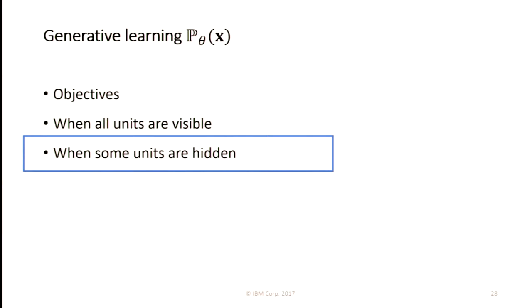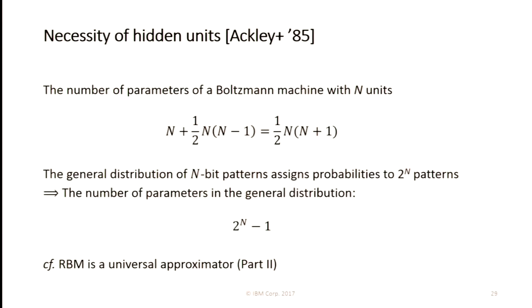Right. So let's go to a more general case when some of the units are hidden. I first want to start with why we need hidden units at all. It becomes quite obvious if you count the number of parameters in the Boltzmann machine with n units, which is to represent the distribution of n-bit binary values. We have only this many parameters. But the general distribution that represents n-bit patterns needs to assign probabilities to all of these patterns.